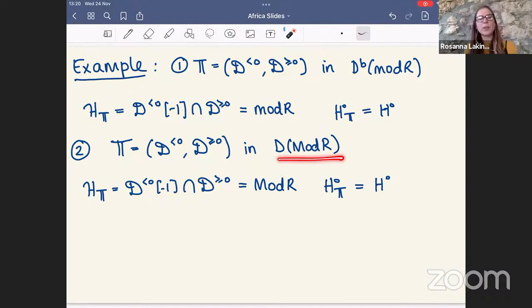And these two T structures will be very important in the later part of the talk. Okay. So sorry. Yeah. Please go ahead.